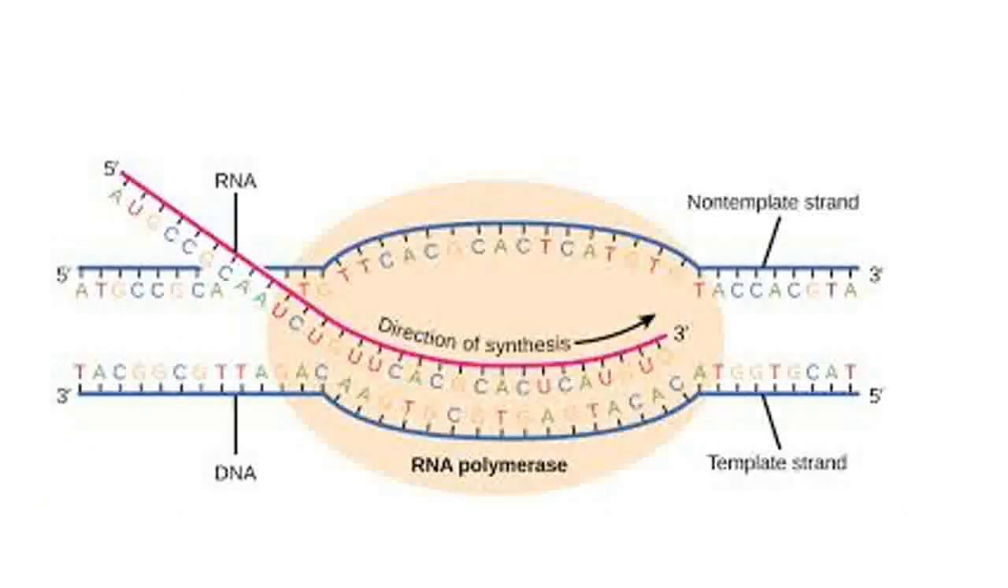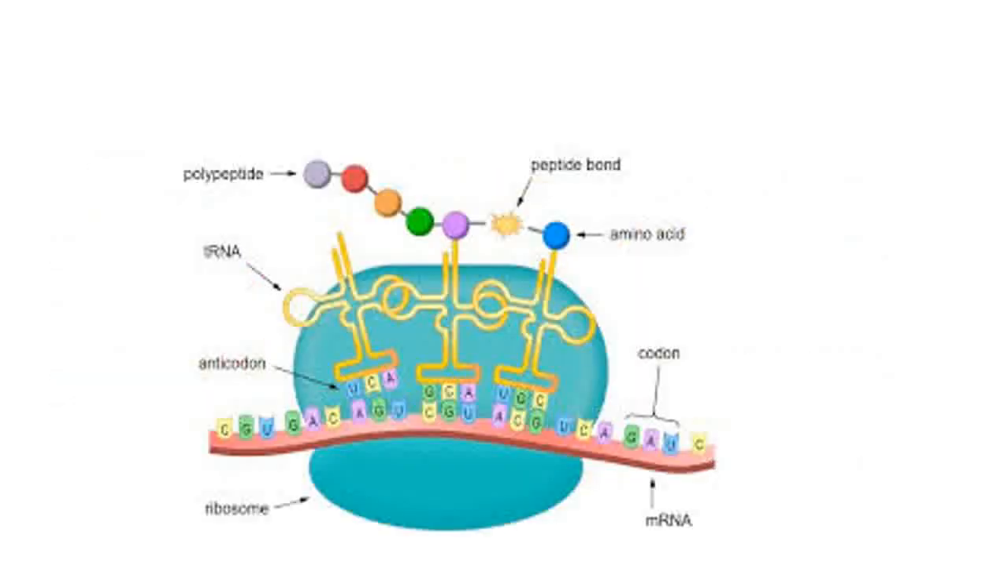This diagram shows the transcription process. This diagram shows the translation process. Note the T shape of the tRNA.